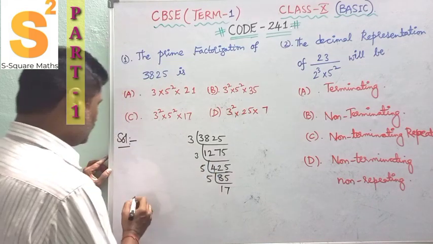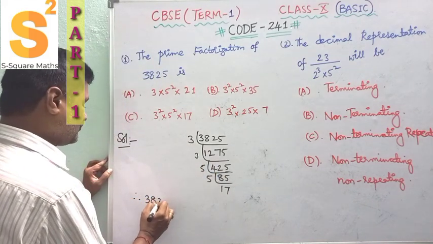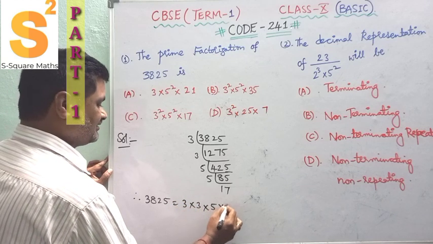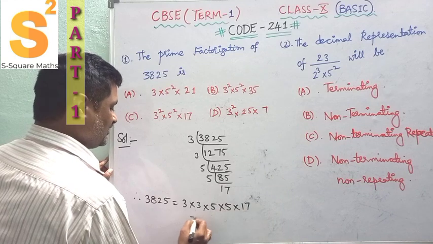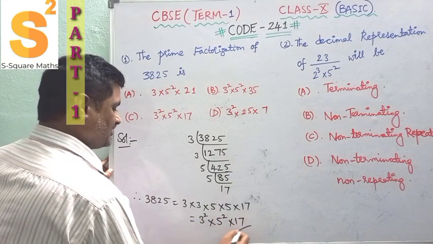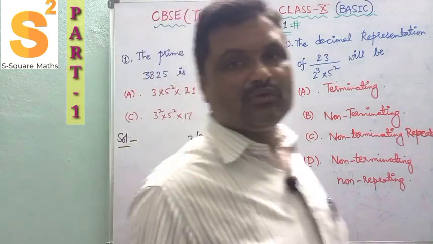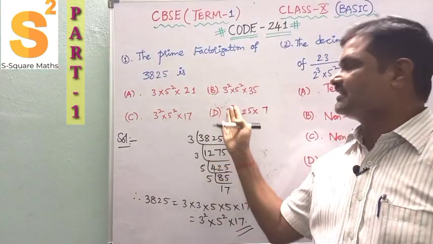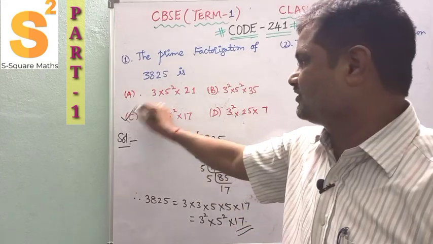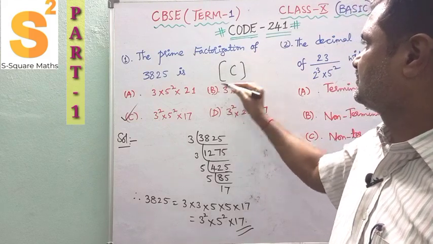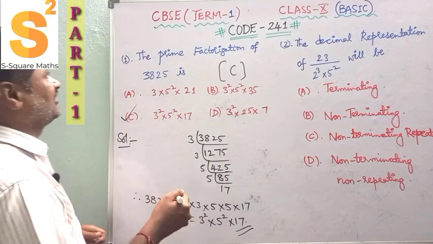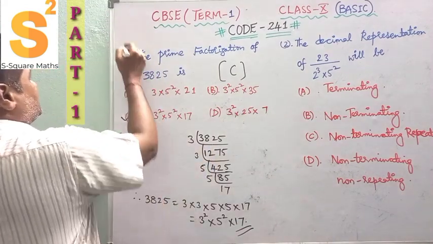Therefore, I can write 3825 as 3 into 3 into 5 into 5 into 17, that is 3 square into 5 square into 17. So this is the answer. Since it is an MCQ, go for the better way by seeing the options. If you observe carefully, 3 square into 5 square into 17 gives you option C. And these are the questions I am explaining from sample papers.